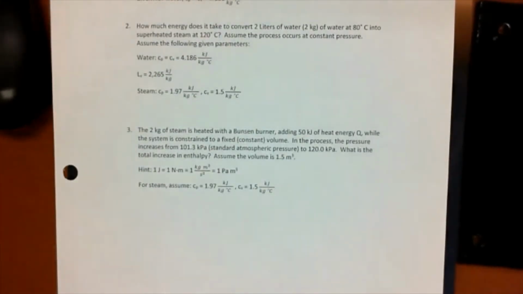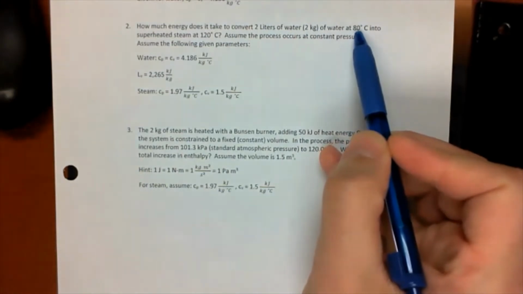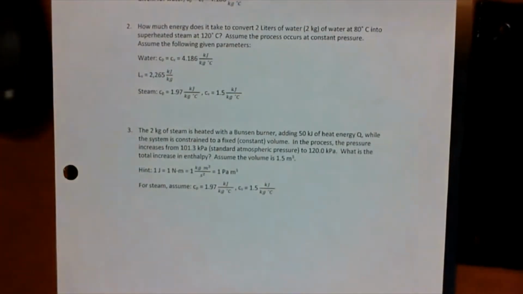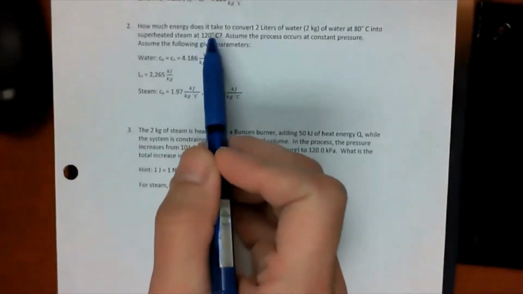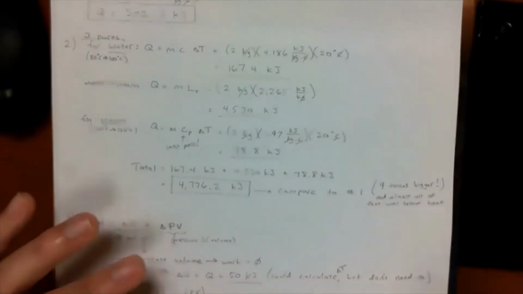Because we've got 2 sensible heat additions. First, we got the sensible heat addition of the water to get it from 80 degrees Celsius up to 100 degrees Celsius, the boiling temperature. Then we've got a latent heat addition because we got to boil that water. So that's just turning water at 100 degrees Celsius into steam at 100 degrees Celsius. And then we have the second sensible heat addition to get that steam at 100 degrees Celsius up to steam at 120 degrees Celsius. So there's going to be three calculations here, three different heat additions.